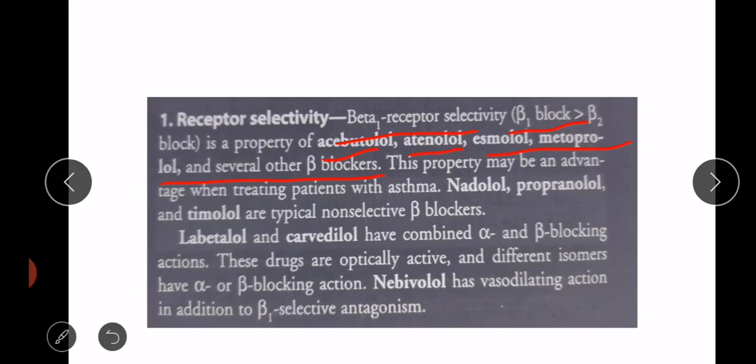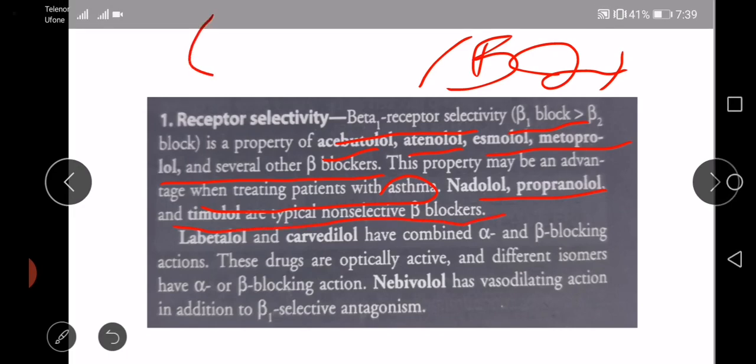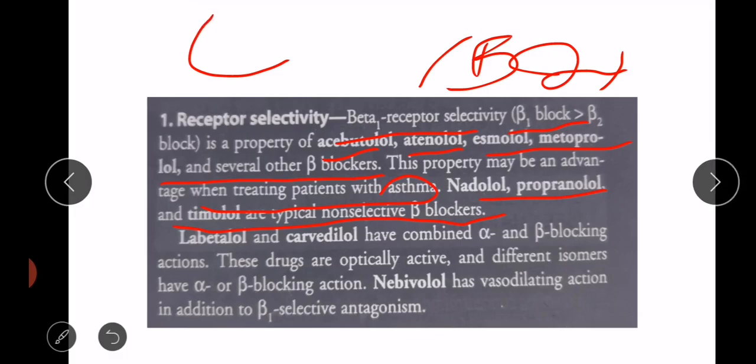It is of advantage when we treat the patients with asthma, because in asthmatic patients, when beta 2 receptors are blocked, then it leads to bronchoconstriction and it increases the asthmatic attack. So it is the advantage of beta 1 blockers that they do not increase the asthmatic attacks. Nadolol, propranolol, and timolol are typically non-selective beta blockers and are contraindicated in the patients of asthma.